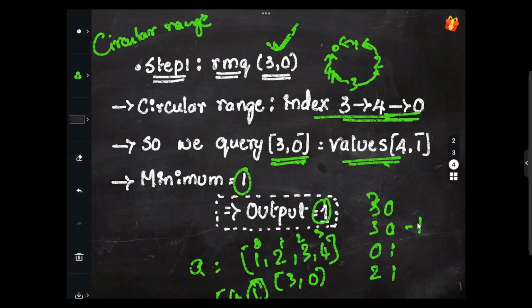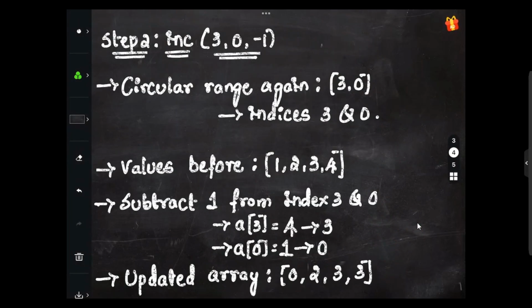Next, let's move on with the next step. So we have increment. We have one more value addition to LF and RG here, nothing but -1. So this is the increment part, not purely RMQ, right? We have the circular range again 3 comma 0. This is the query part. This is inclusive of the value, so this is the increment part which is inclusive of the value 3 comma 0. Again the same thing, right?